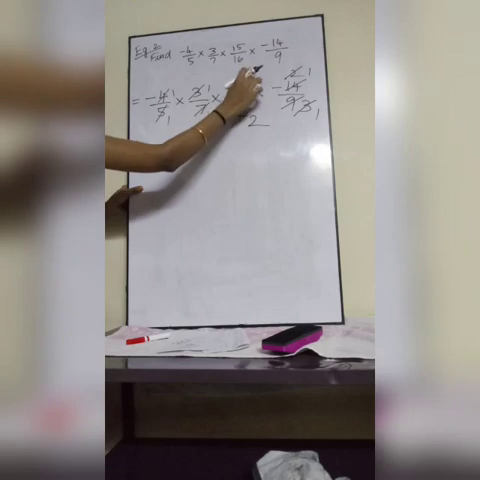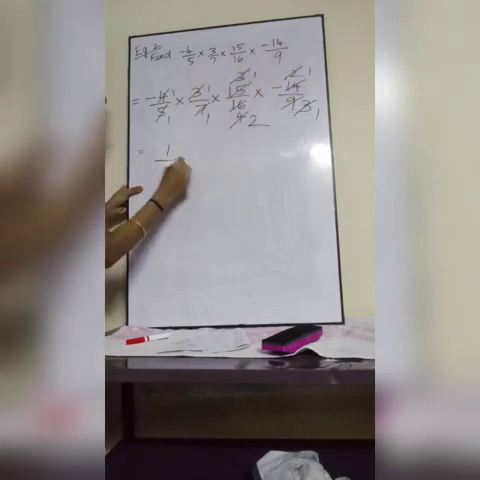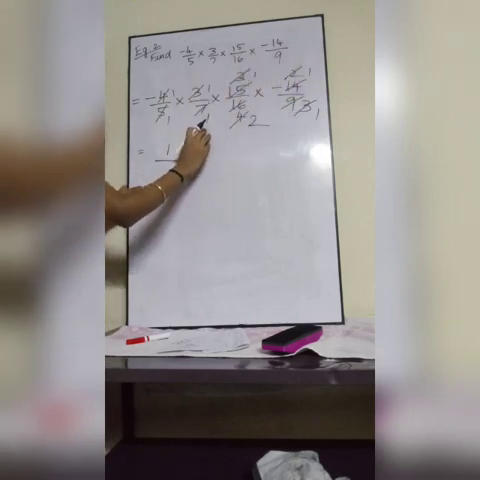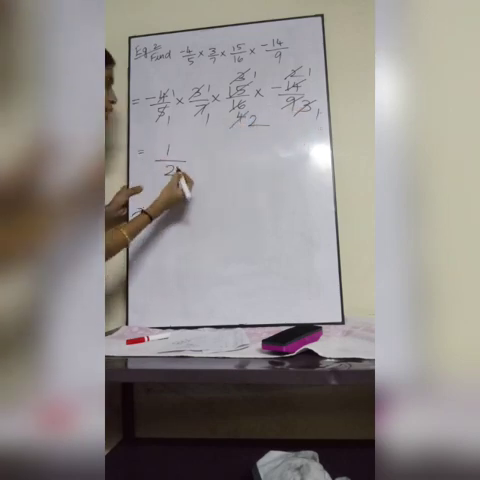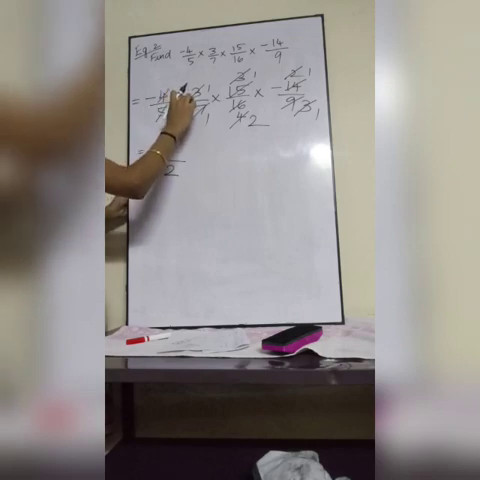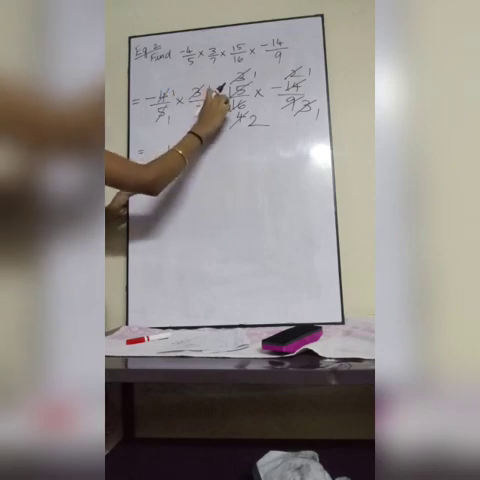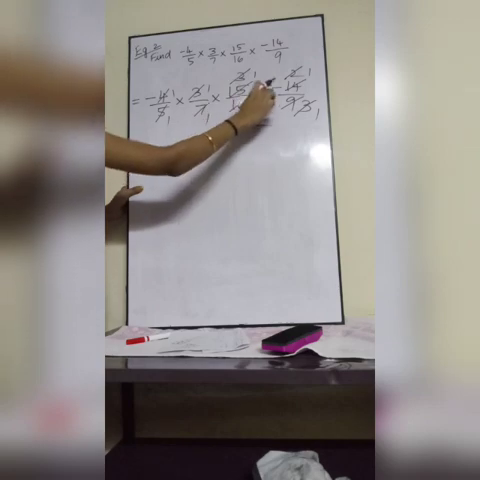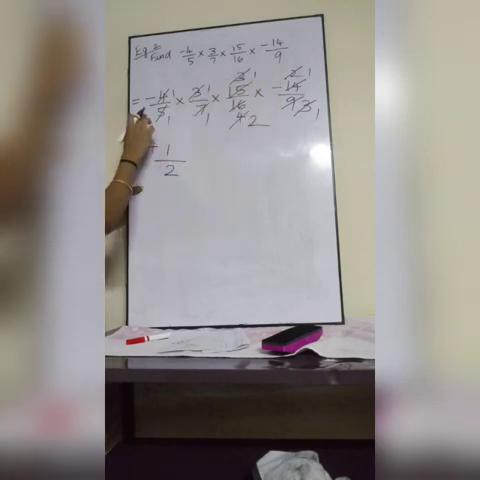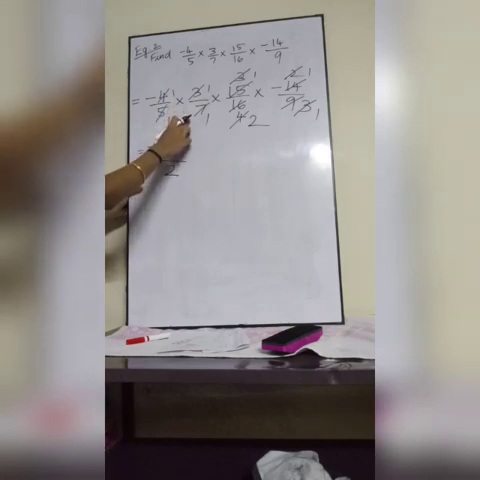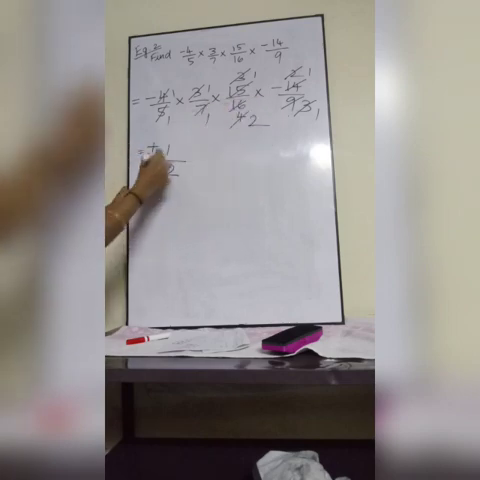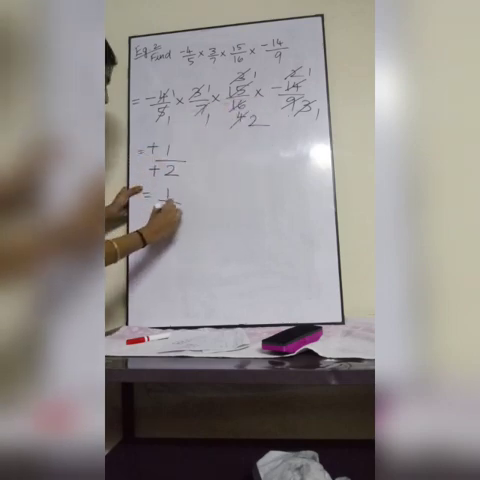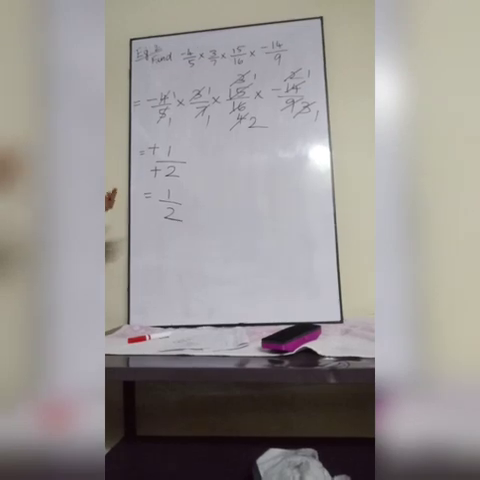1 into 1 into 1 into 1, 1. Divided by 1 into 1, 1. 1 into 2, 2. 2 into 1, 2. Next, minus into plus, minus. Minus into plus, minus. Minus into minus, plus. Next, plus into plus, plus. Plus into plus, plus. Plus into plus, plus. So can you write like this? 1 by 2.